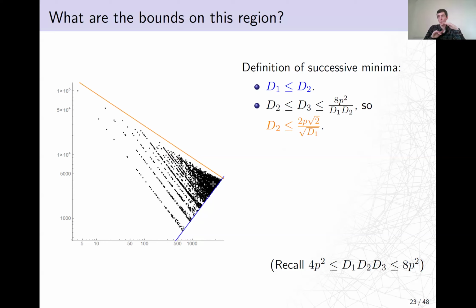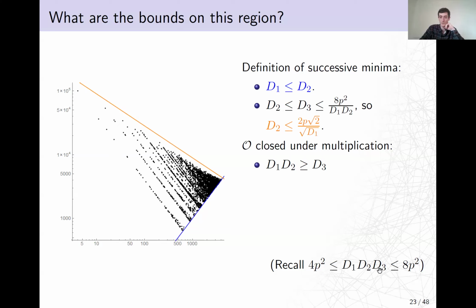Now, these bounds hold for any lattice with fixed determinant 4p squared. But we see that there's this huge blank region down here that we'd like to get rid of. And this comes from the multiplicative structure. Because O is closed under multiplication, we can show that d1 times d2 must be greater than or equal to d3. And this essentially comes from the fact that you can take two elements of the Gross lattice and multiply them together and get a new independent element. Not necessarily in the Gross lattice, but up to small modification, you can get something that lands in the Gross lattice.